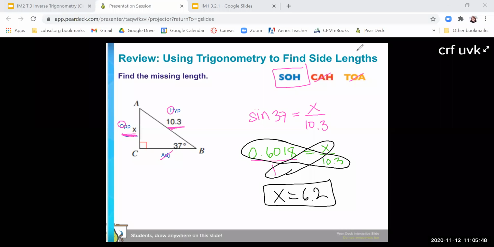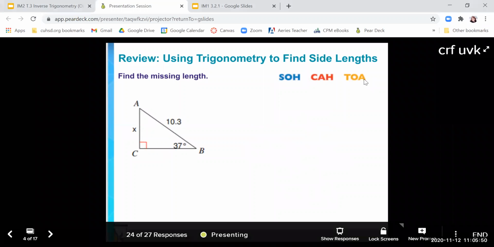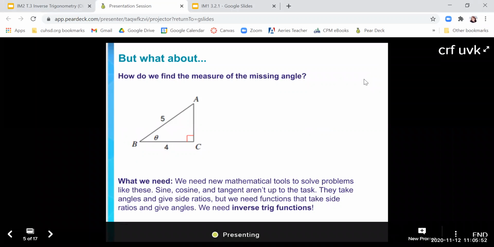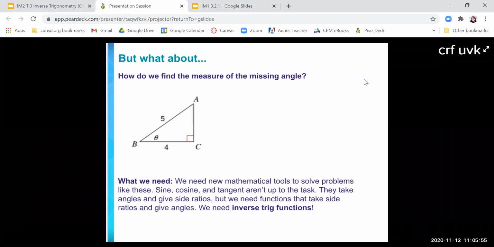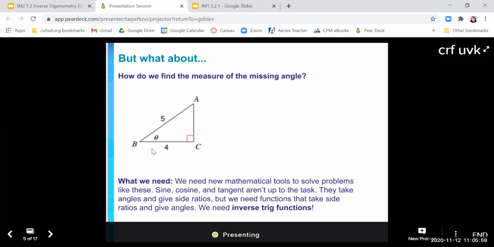All right, so here we go. Now we're going to get into our actual learning today. What about this situation? How do we find the measure of the missing angle? Notice in this triangle, we know a couple of sides. We know this side is 4, we know this side is 5. What we don't know is the angle theta. This is what we're going to learn today. It's just one extra step to find the missing angle rather than the side. So we need a new mathematical tool to solve problems like these.